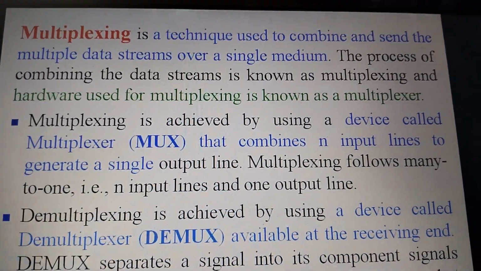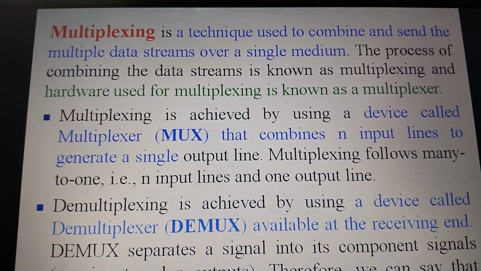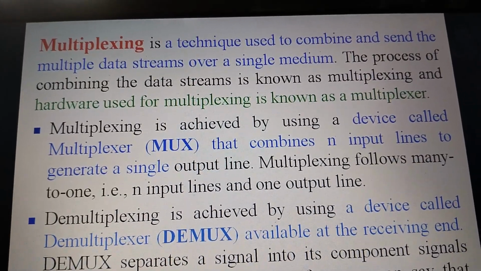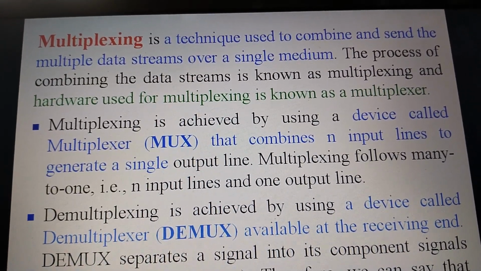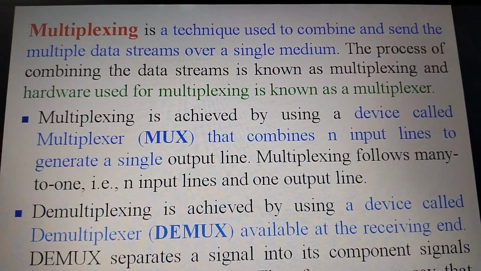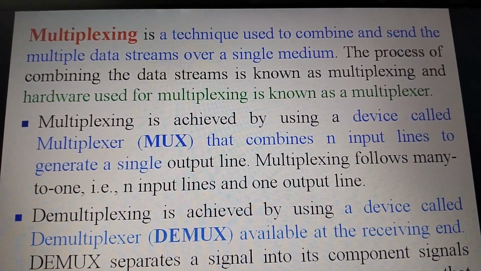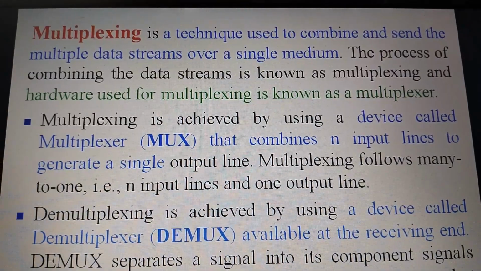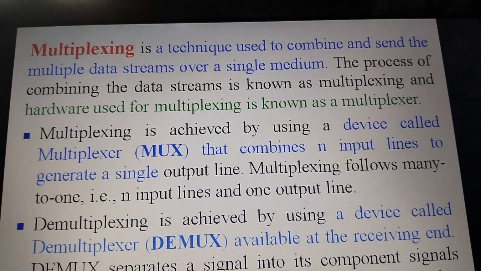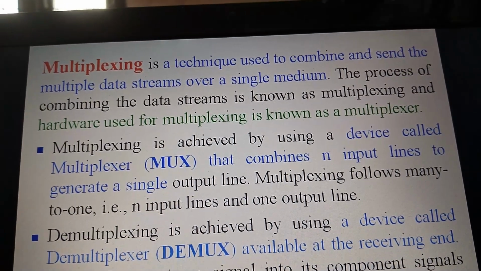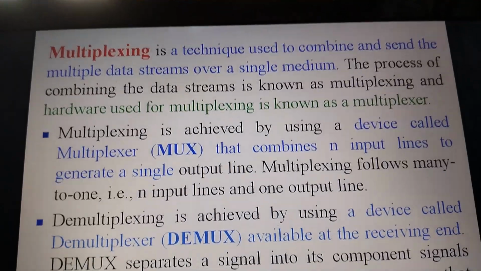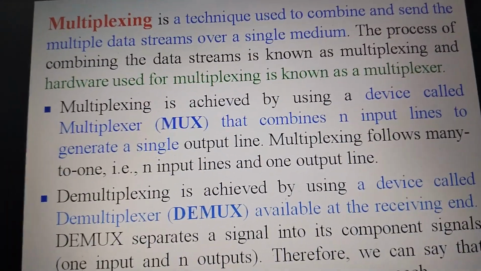What is multiplexing? Multiplexing is a technique or a method to combine several input streams into a single stream. It will take several wires and combine them as a single wire. That is called multiplexing. In this process, the input lines are combined, and the output is a single stream.